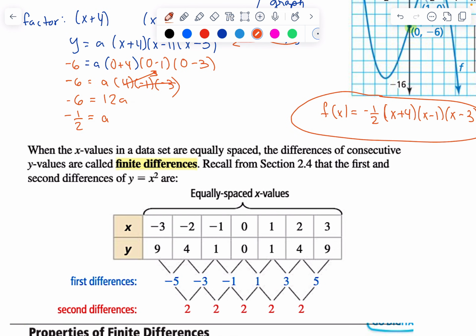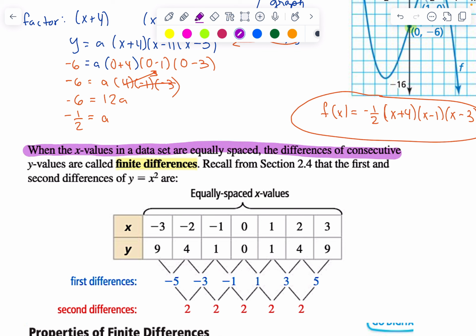All right, moving on. When the x values in a data set are equally spaced, the differences of consecutive y values are called finite differences. All right, this is something we looked at in a previous lesson. This is when you subtract the y values until you get the same number. So remember, this is where we learned it, section 2.4.